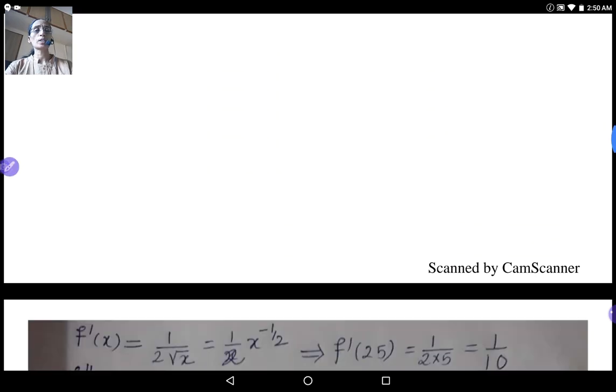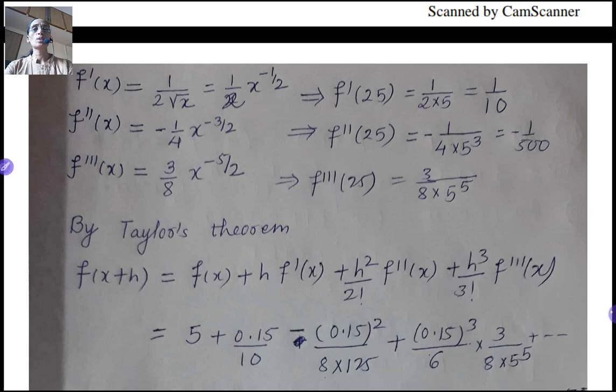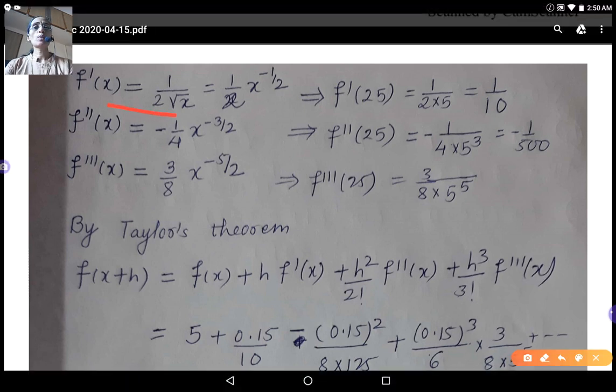Next which value will we find? F dash of x. F dash of x is equal to the derivative of root x, that is 1 upon 2 root x, means 1 upon 2 x raised to minus 1 by 2. Then f dash 25 we will find, that is 1 upon 2 into 5. Square root of 25's value I have written as 5, so it is 1 by 10.